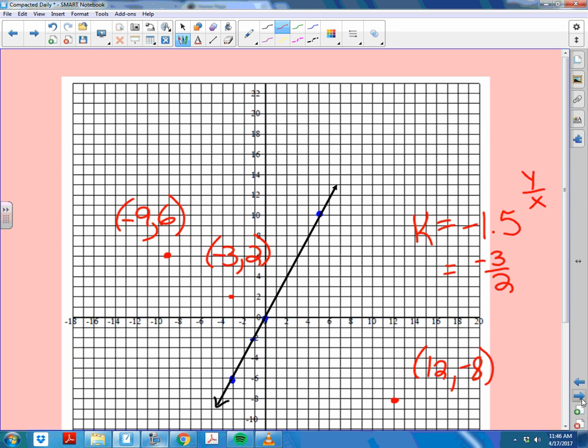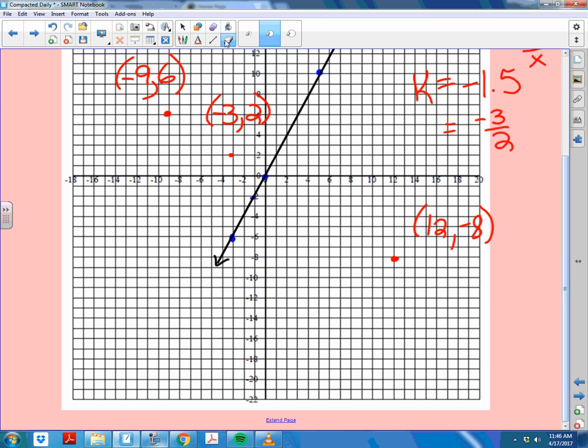The constant of proportionality for this particular relationship is negative 2/3, or negative 0.6 repeating. Now, I will tell you, on most tests, they will require that you give it in simplified fraction form. Do not convert it to a mixed number. Always keep it as a simplified fraction.